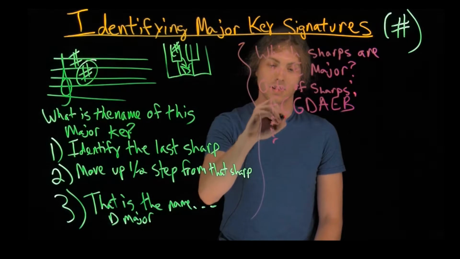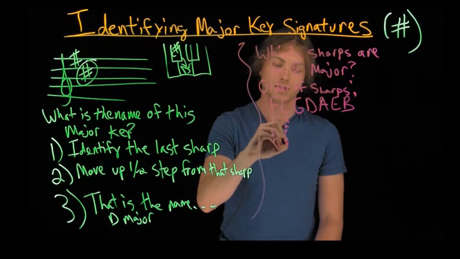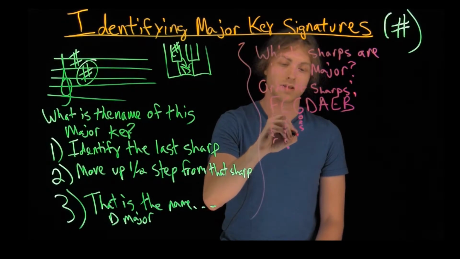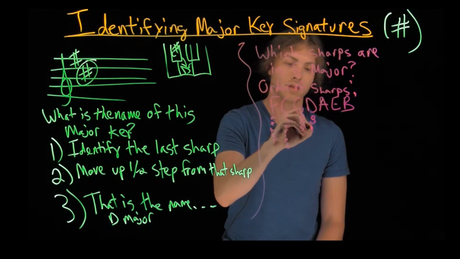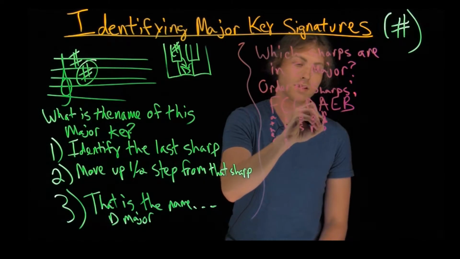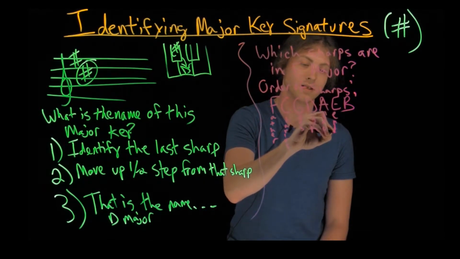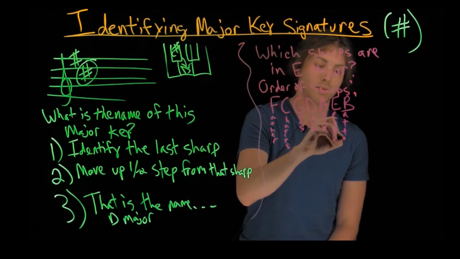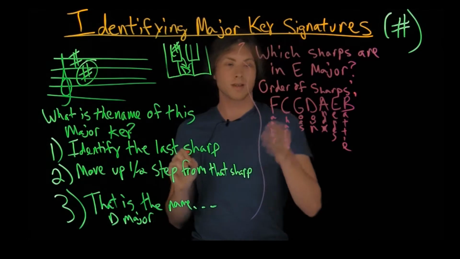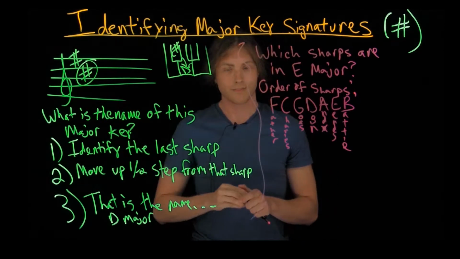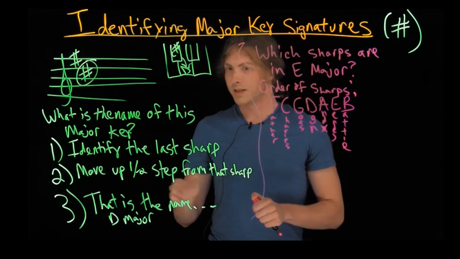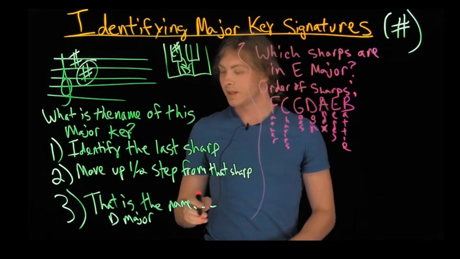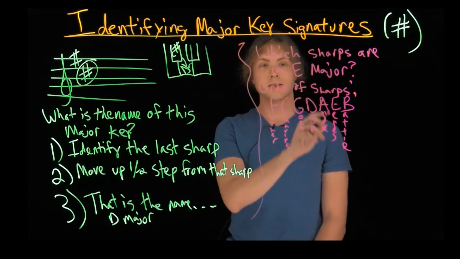Father Charles goes down and ends battle. So this is the order that sharps will always come in. And we're going to use this to answer this question. So we're going to work backwards.